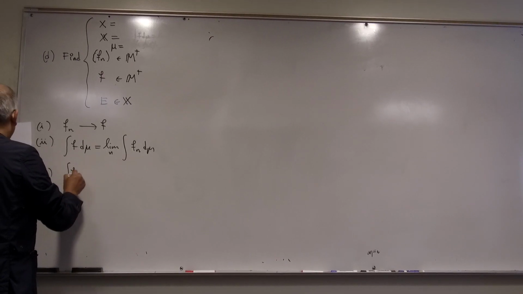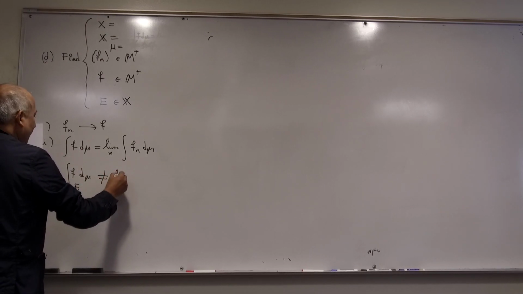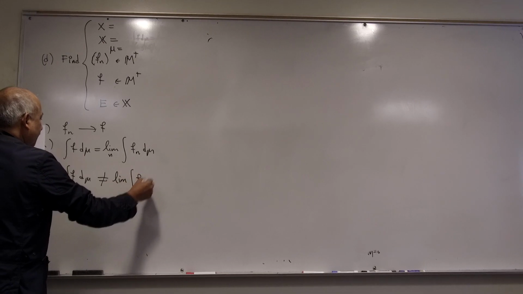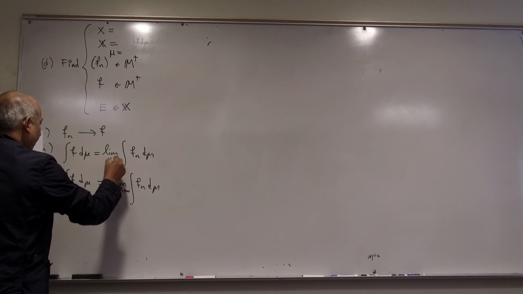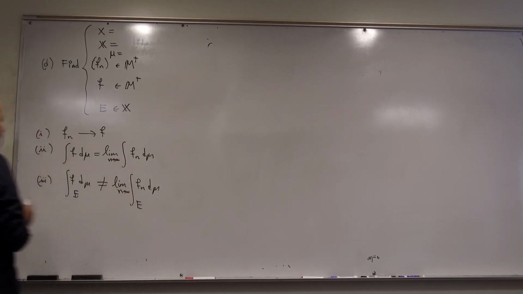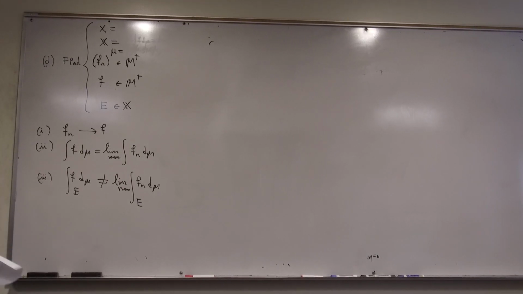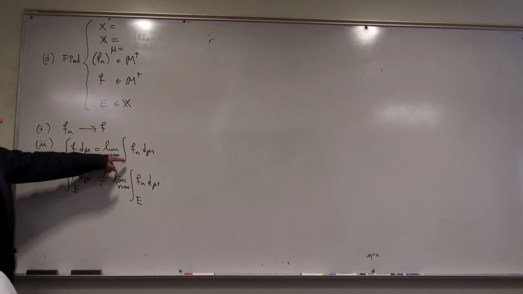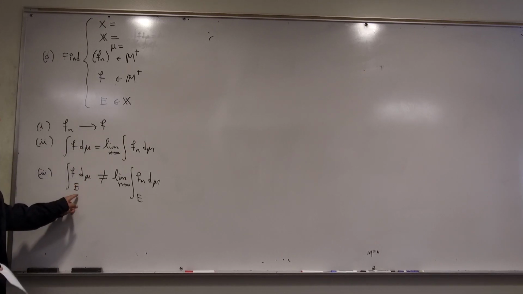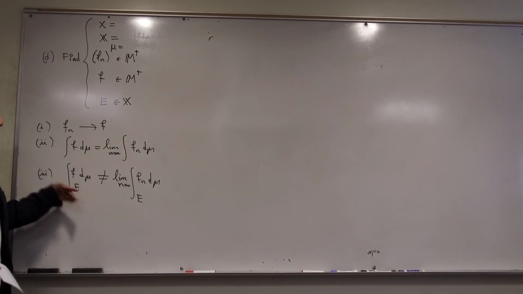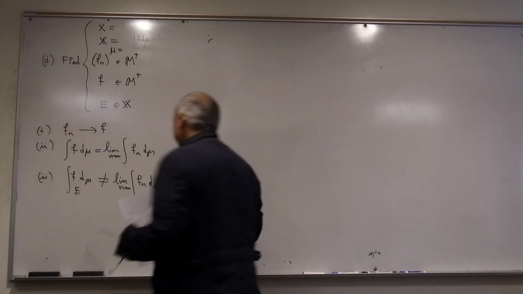The integral of f d mu is not the same as the limit on E. I think in English what you want is to find a sequence of functions and a set such that the overall areas match, but the areas on a specific E, or on top of an E, don't match.